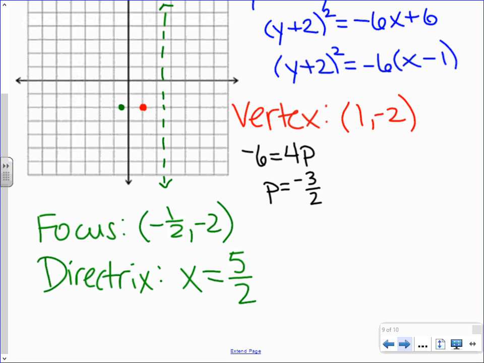And then for our shape, double p would be how many units? 3. So if p is 3/2, yes, negative, but the negative just tells us the direction. P is 3/2, then from the focus, we're going to move out 3 units. That's our double p to get our shape.